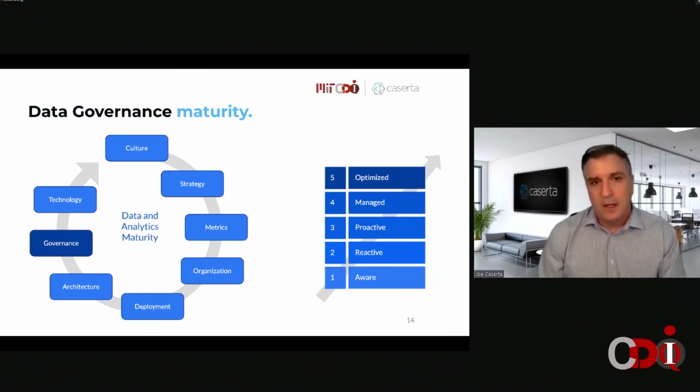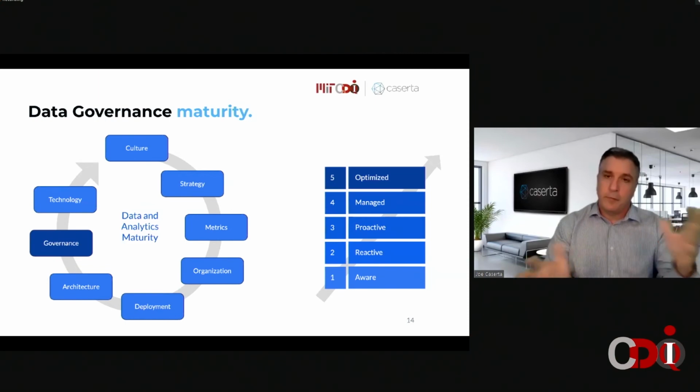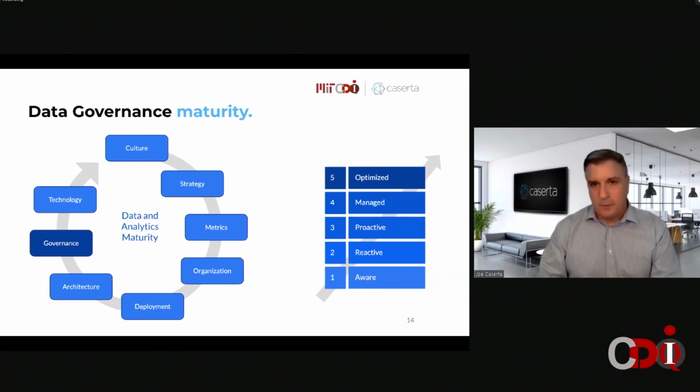So if you're interested, there are techniques to measure where you are in the ranking of your data governance maturity. This is actually part of an offering that Caserta makes, but there are other companies that do this too. It's a data analytics maturity model where for each one of these dimensions, you can actually measure, on a 1 to 5, how optimized your organization is.